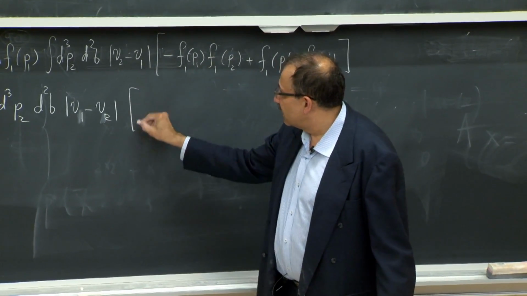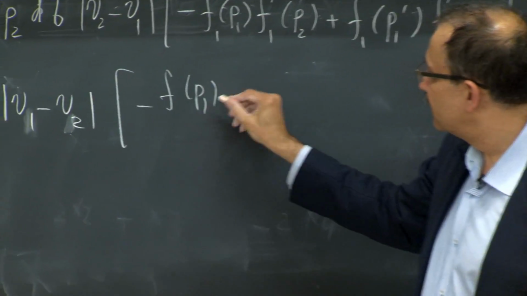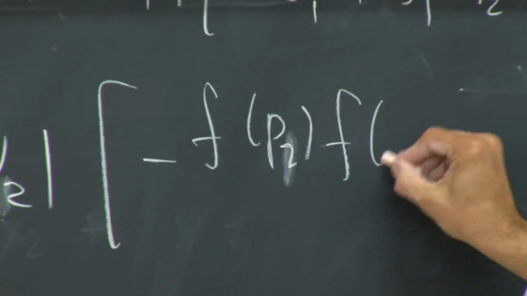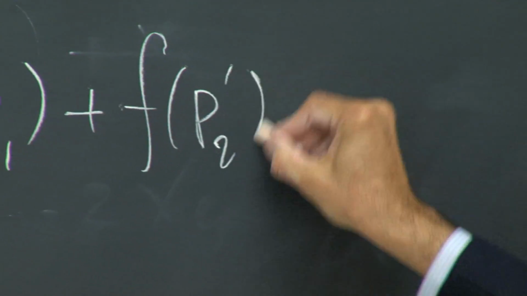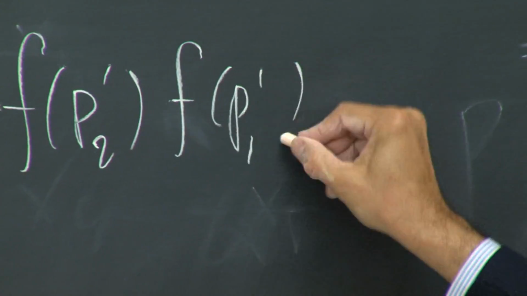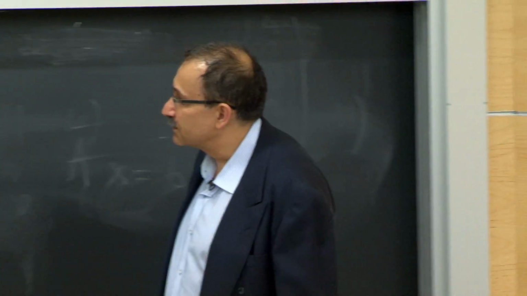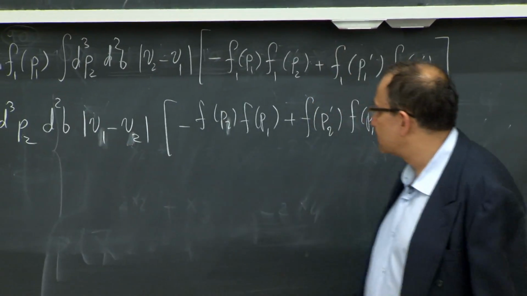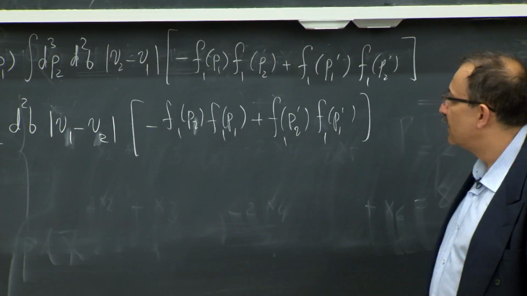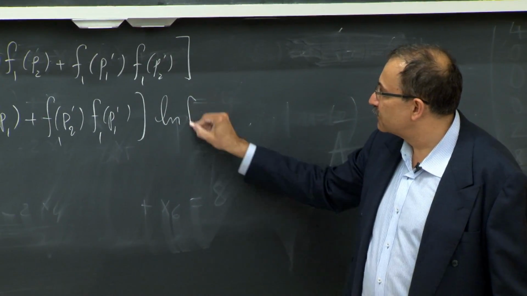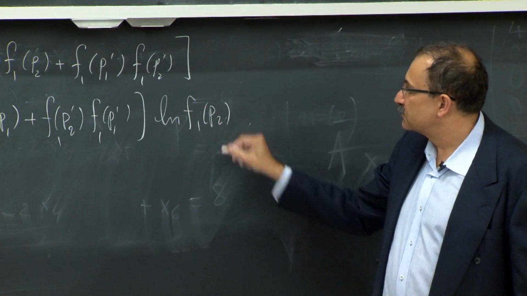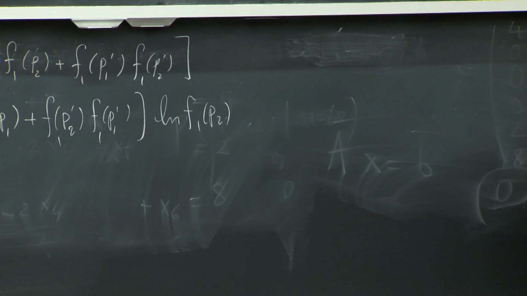I have minus f of p1 becomes f of p2, f of p1, plus f of p2 prime, f of p1 prime. But again, they are products. It doesn't really matter which order I write them. The only thing that really matters is that the argument was previously called f1 of p1 for the log, and now it will be called f1 of p2. Just this name changed. Okay?